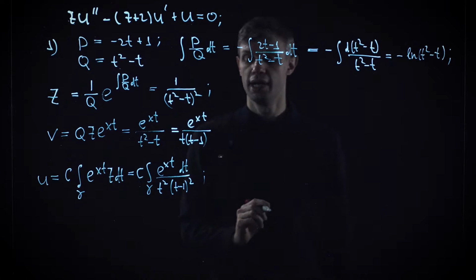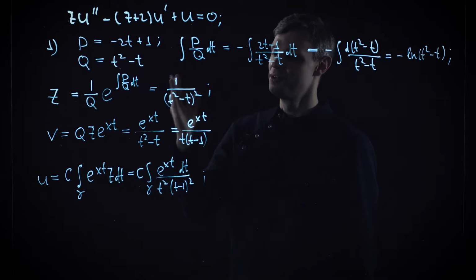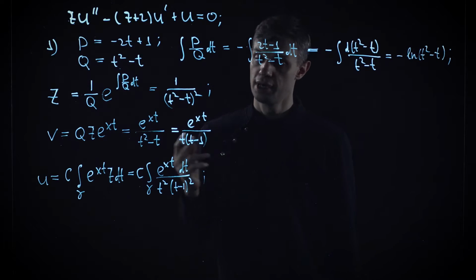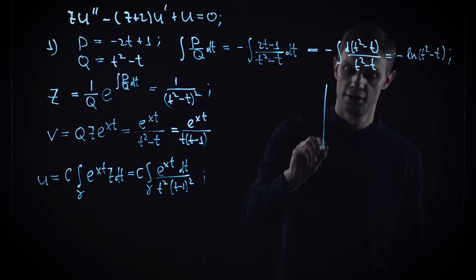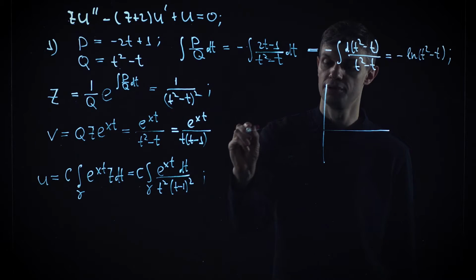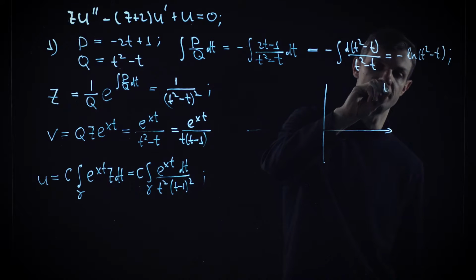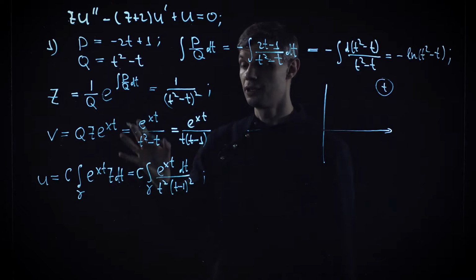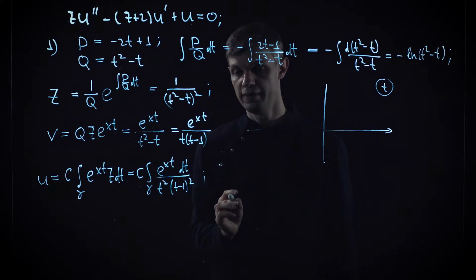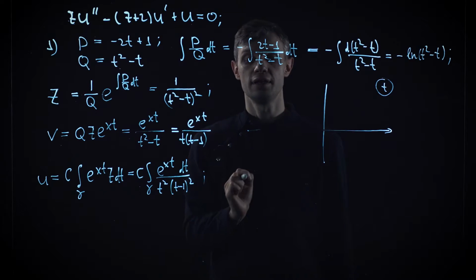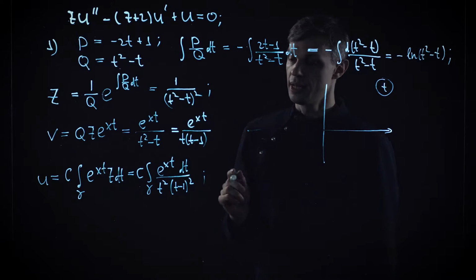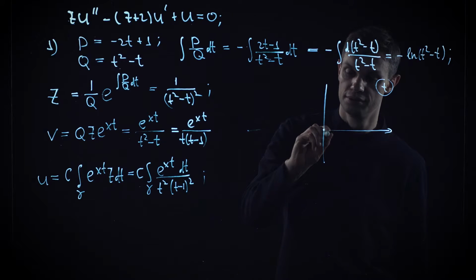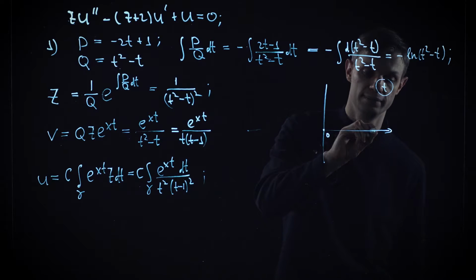Now here comes the most interesting part of this kind of problems, namely the choice of the contour. First, we plot the complex plane of variable t. Next, we need to have a closer look at our v function. So what do we see? The v function is a single-valued function. It has singularities at points 0 and 1.